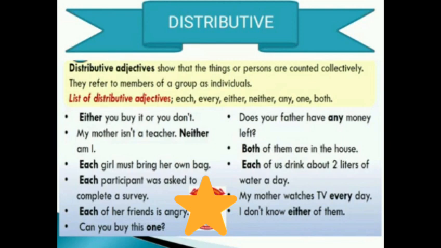Whereas if we take this example, there are houses on either side of the road. It means there are houses on both sides of the road. Now neither means none of the two. Example, neither side is winning. Here it means that none of the two sides are winning the match.